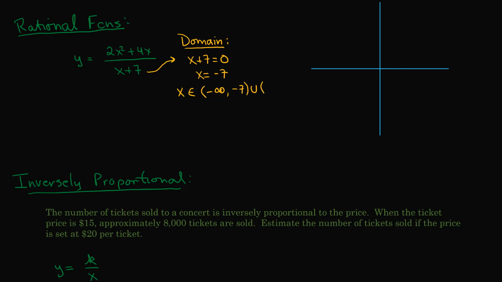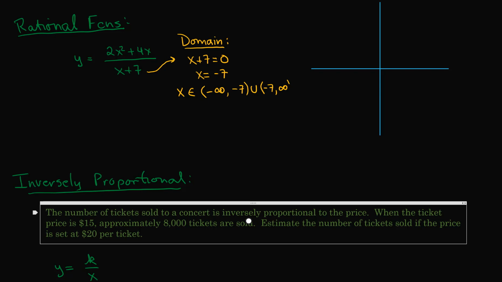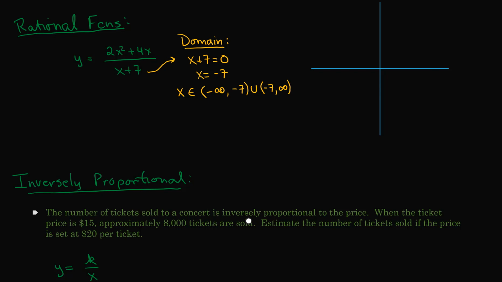Unite this with starting on the other side of -7 over to positive infinity. So the domain of this particular function would be from -infinity to -7, union with -7 to infinity. And remember, by having the parentheses and not the bracket, we are not allowed to use or include the value x equals -7.